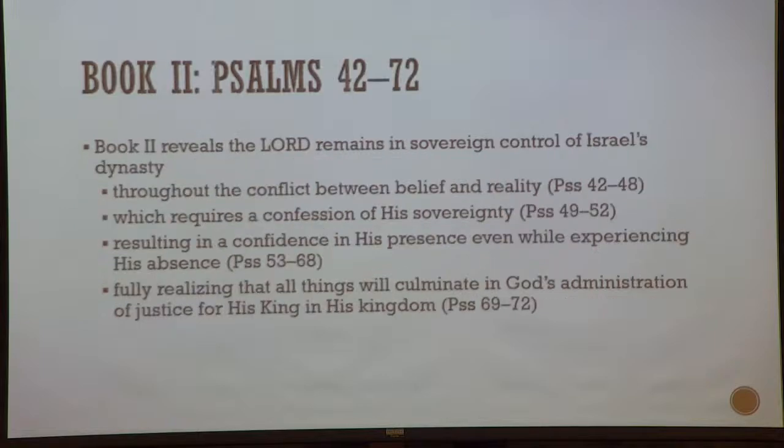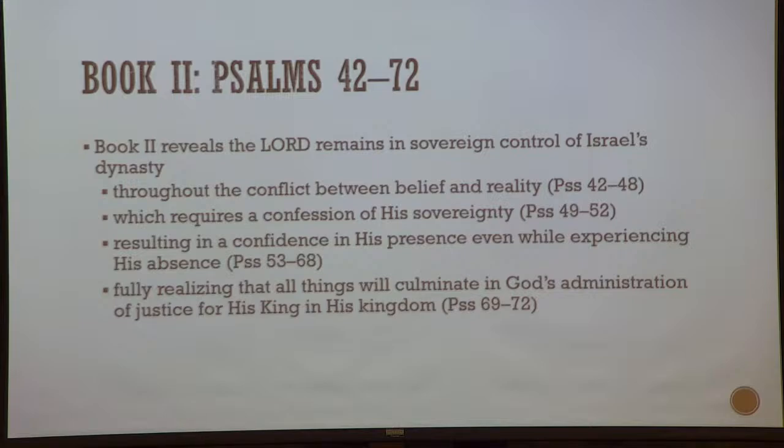Right, so we see Book 2 reveals the Lord remaining in sovereign control of Israel's dynasty through the conflict between belief and reality, 42 through 48, and what's going on there requires a confession of his sovereignty, that he has administrative authority over everyone. Psalm 50 in particular, that Psalm of Asaph, is really that turning point there, resulting in a confidence in his presence even while experiencing his absence, resulting in the culmination of his administration of justice for his king and his kingdom.